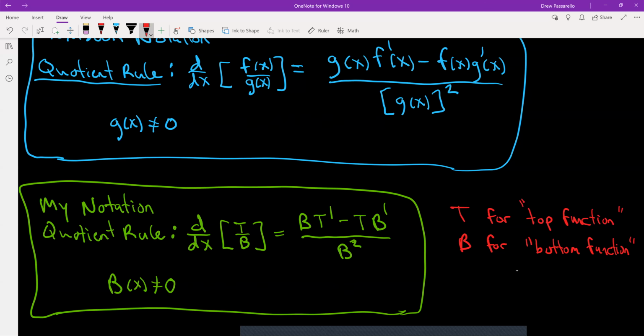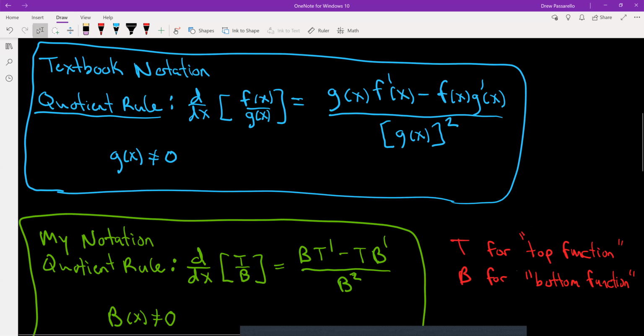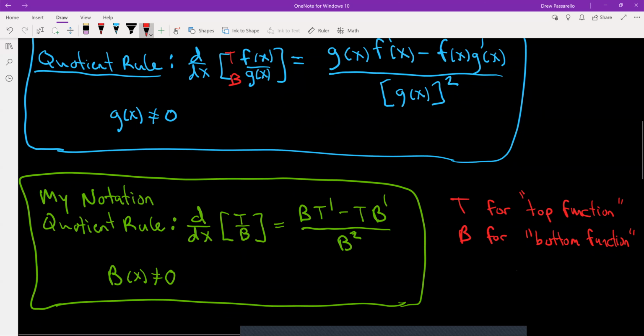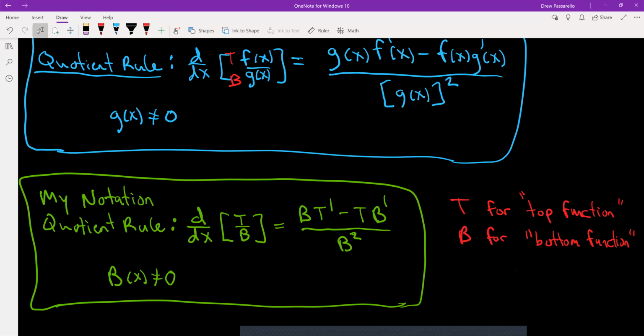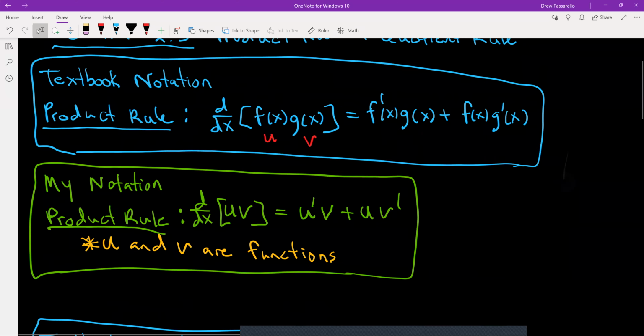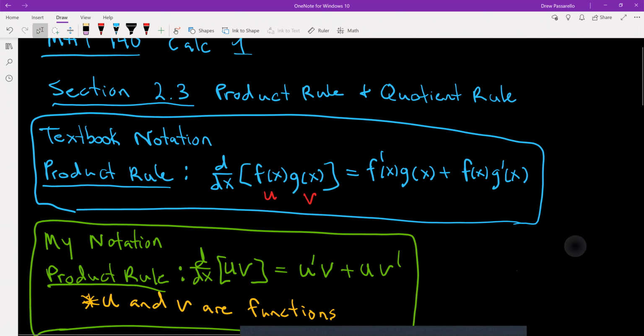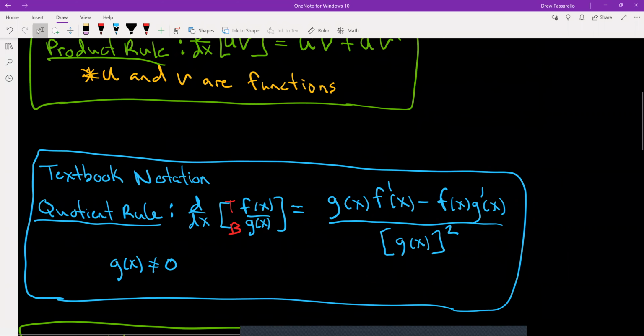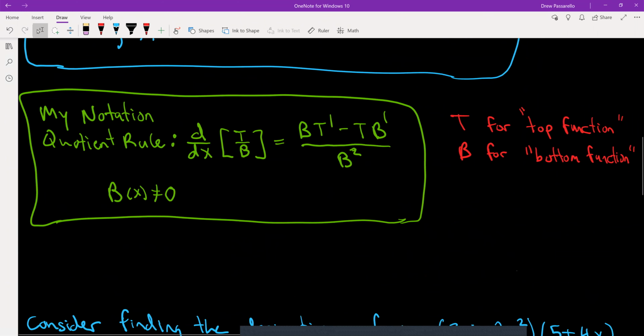So I'm just using different letters. In this case, instead of f of x, I'm using t. Instead of g of x, I'm using the letter b. And I like to think of them as top function and bottom function. All right, so these are the two rules for this section. Now we'll go into an example where I apply one of these two rules.